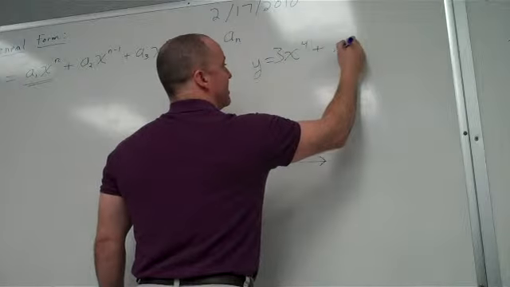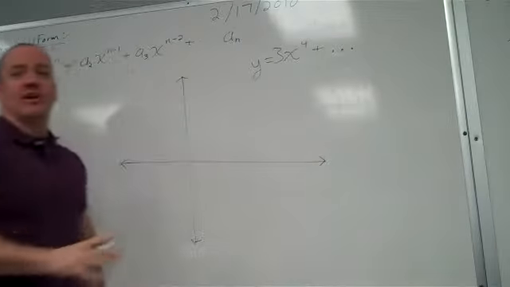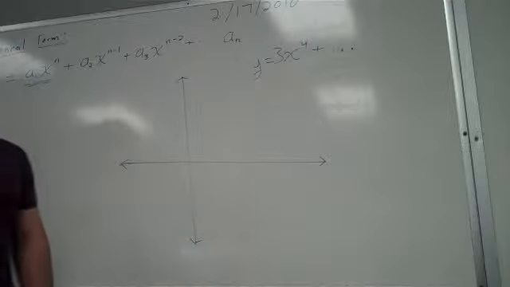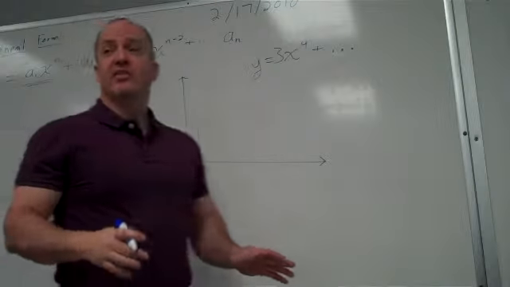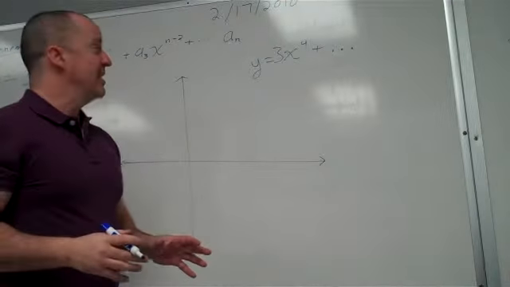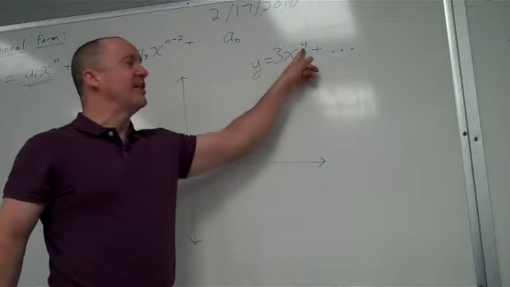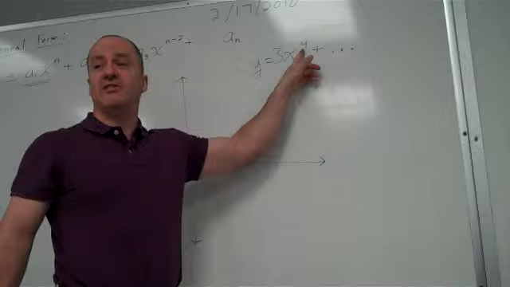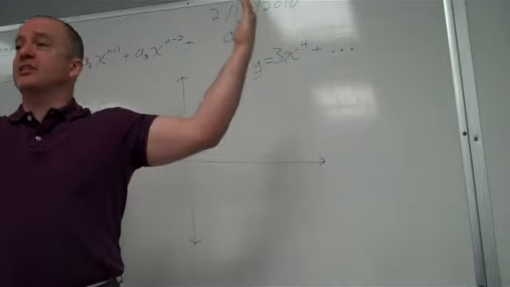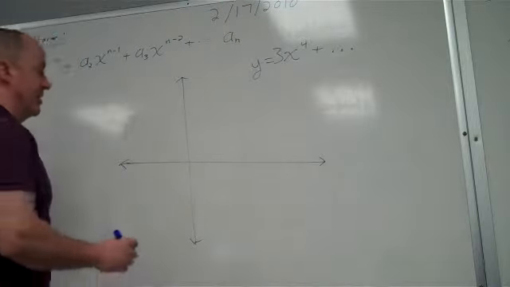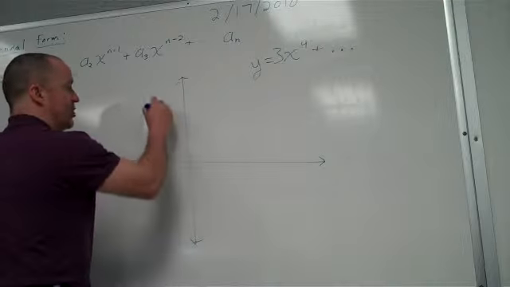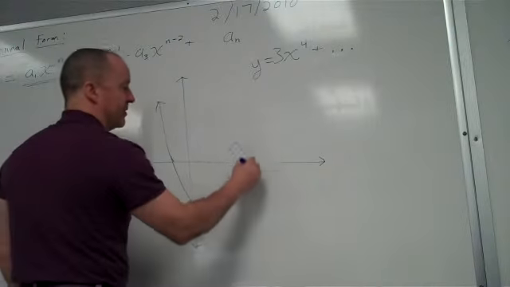Plus dot, dot, dot. There's more things going on. Okay? This can look a lot of different ways. But I know something. Because my first coefficient is positive and my biggest exponent is even, I know at the ends it's going to be a touchdown. Is that right? So it's good. So could this?